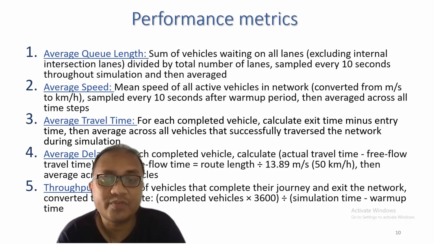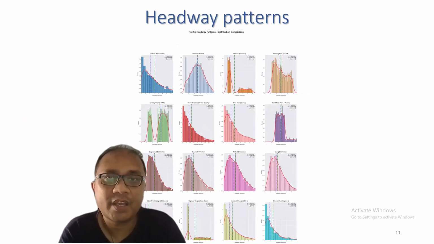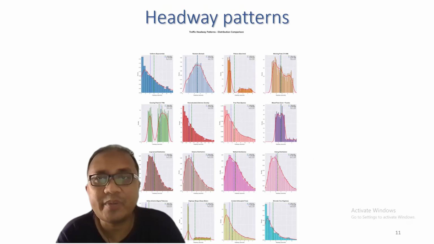I consider the free-flow travel time to be the route length divided by 50 kilometer per hour speed, which corresponds to 13.89 meter per second. And throughput is the total number of vehicles to exit the network, converted into an hourly metric. And this is the 16 headway pattern that I use.